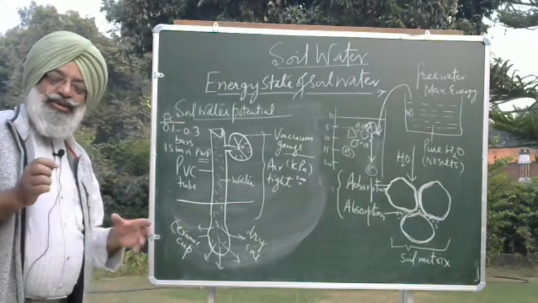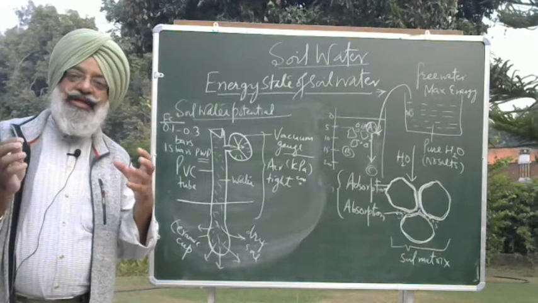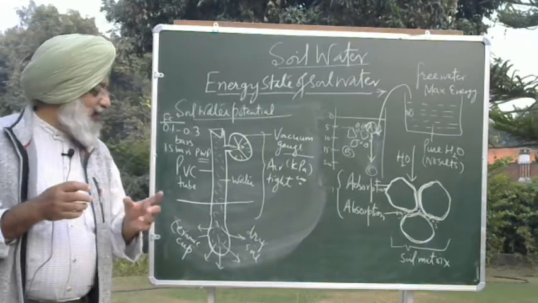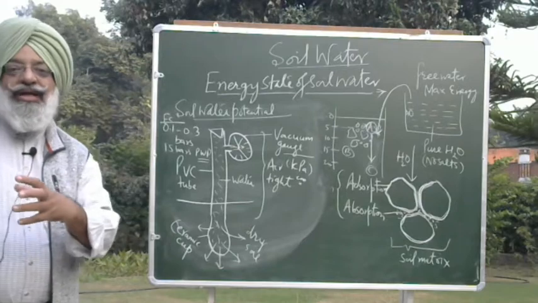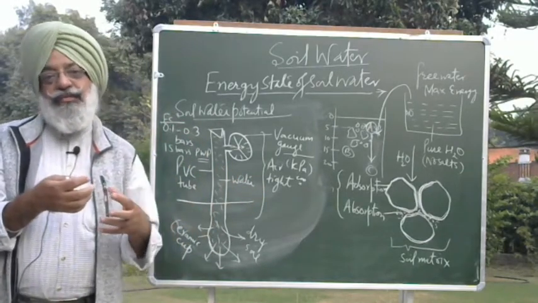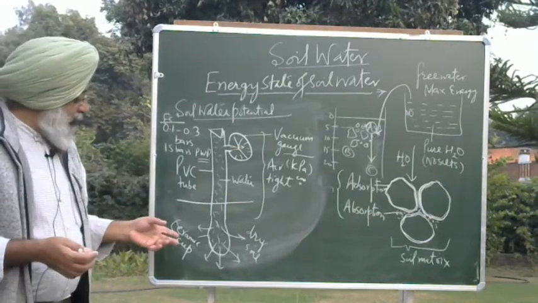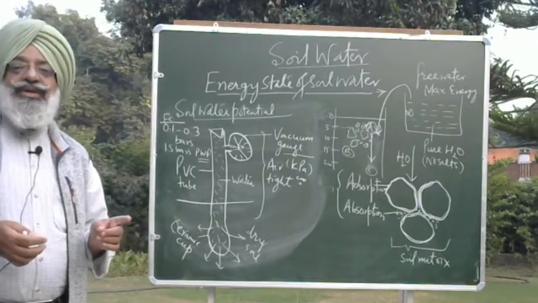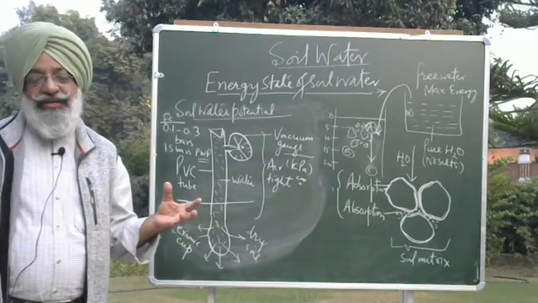One thing is clear: soil water content is not a good indicator of plant water availability. As I gave you an example, the same 10% water in coarse texture soil as well as fine texture soil may or may not be available to the plants, depending upon the texture of the soil. But soil matric potential exactly gives you the availability. So whether it is fine textured or coarse textured soil doesn't matter.